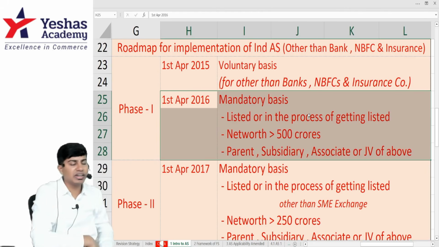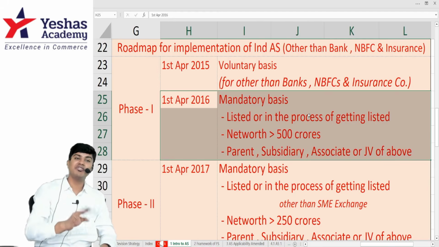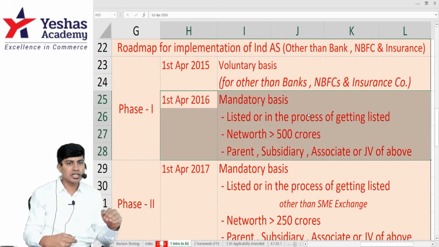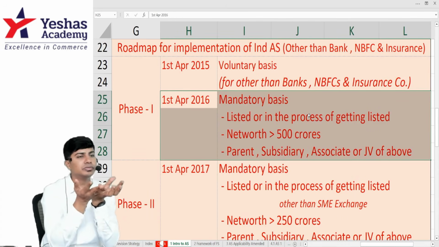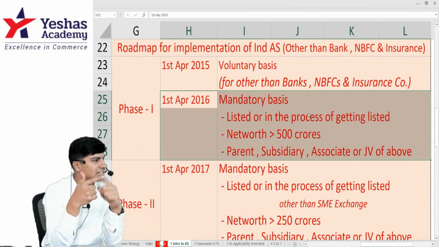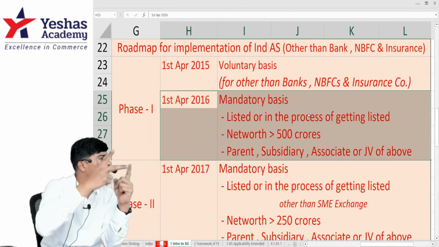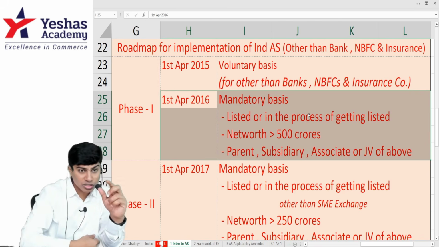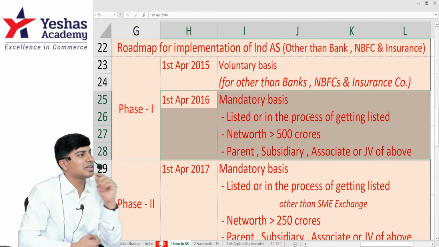Second one is net worth. What do you mean by net worth? Your assets minus, no, that is turnover. Net worth is different, turnover is different. Net worth means today, if you close your business, sell all the assets, pay all the liabilities, how much money will be left with you? It is capital plus reserves, or assets minus liabilities. How much is that? It should be more than 500 crores. Then Ind AS is applicable.